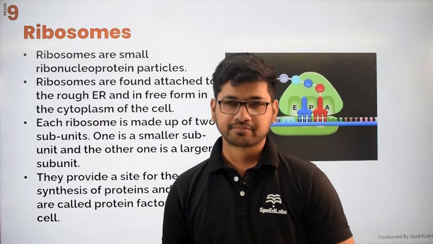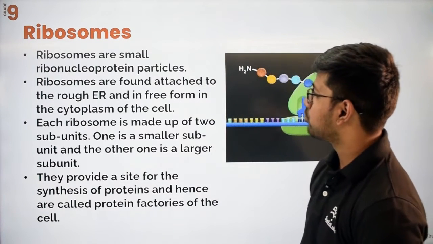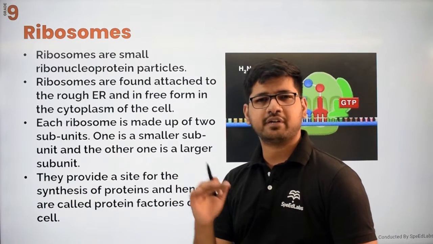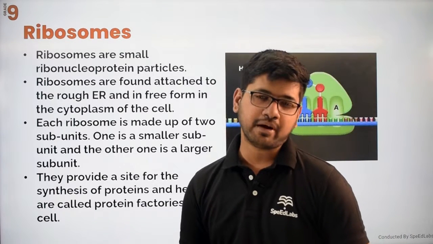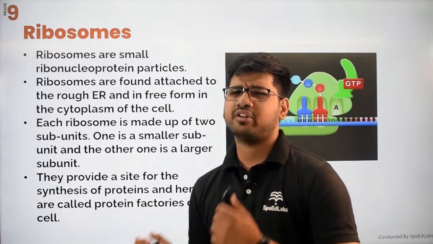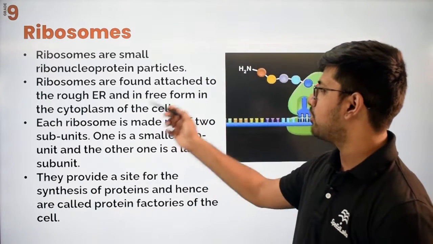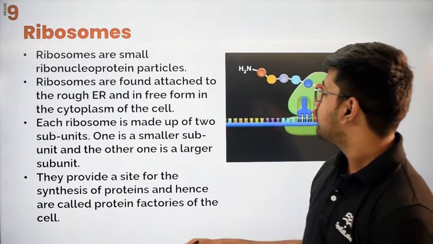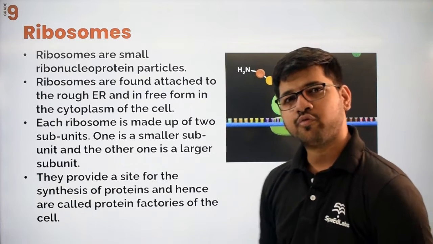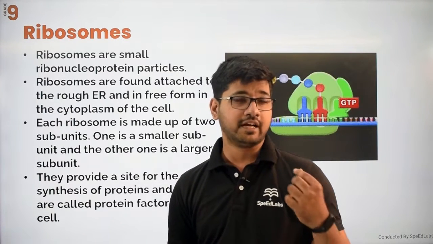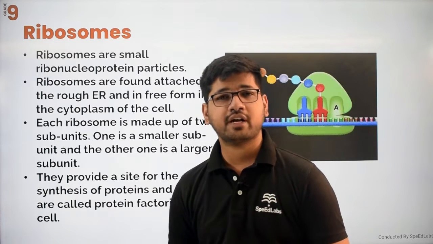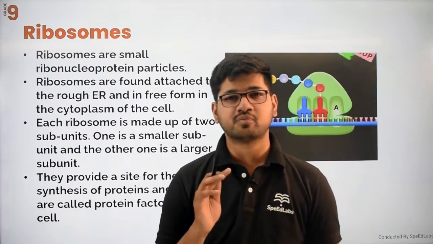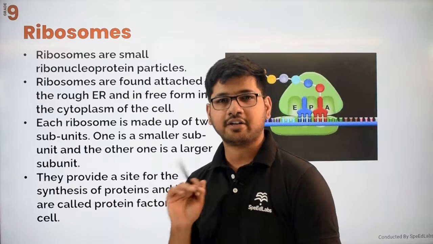Now I talk about the next structure, that is ribosomes. Ribosomes are small nucleoprotein particles that we have been seeing, or you may have observed in mitochondria and now in the endoplasmic reticulum. So what are ribosomes in general? Small nucleoprotein particles found attached to rough endoplasmic reticulum and free in the cytoplasm of the cell. So we have seen them in three places right now: the cytoplasm, the mitochondria, and the endoplasmic reticulum. Each ribosome is made up of two subunits, a smaller subunit and a larger subunit.